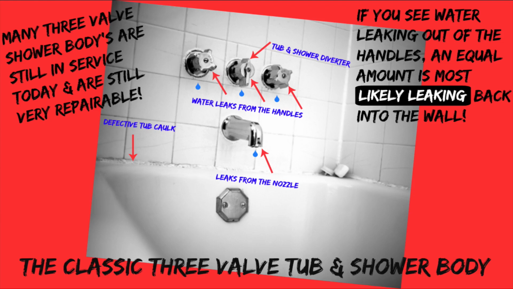I just note the defective tub caulk, just to let people know that they should clean that up and put some new caulking in there, because obviously water will get between the tub and the tile, work its way back into the wall, and that's the last thing you want to have happen. And that's pretty much it on 3-valve shower bodies. I mean, there are many of them still in service today. And as I said before, they're still very repairable.